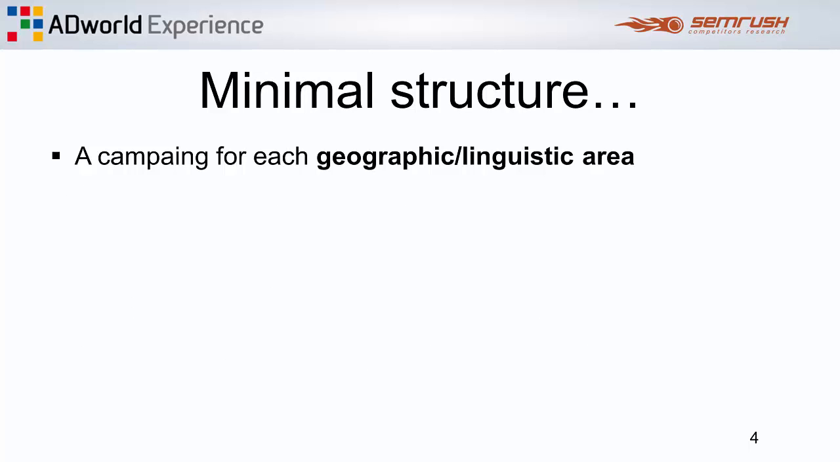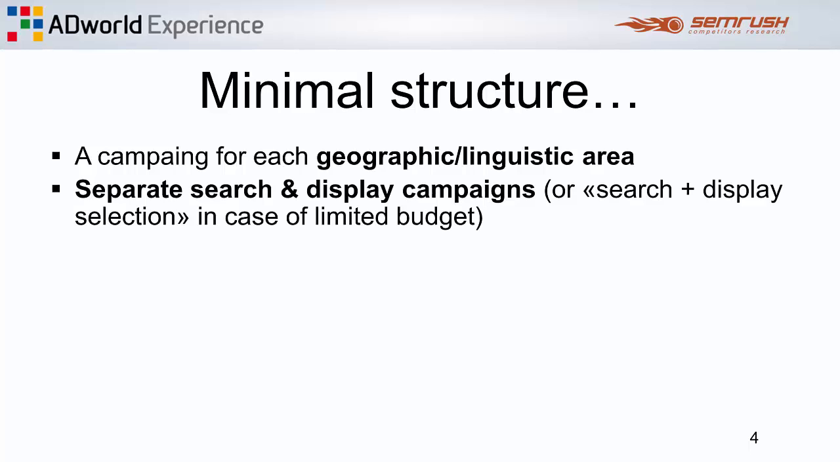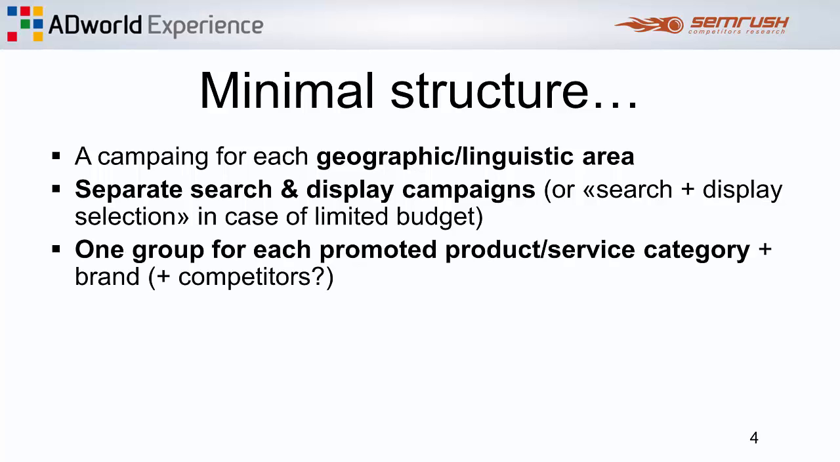One campaign for each geographic or linguistic area, separate campaigns for search and display, or search plus display selection in case of limited budget. I've seen in this case it works quite well. One group of ads for each promoted product or service category. So I have to consider my site structure very deeply to replicate it in campaigns.